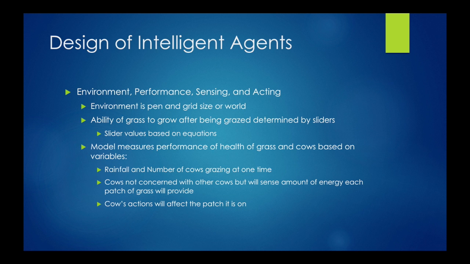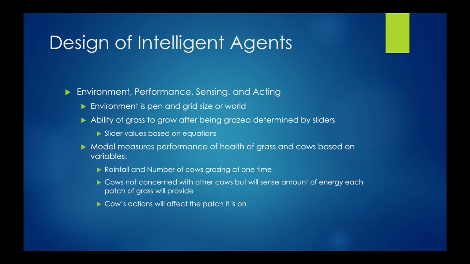Just a few examples, a discussion on the design of our intelligent agents. They revolve around environment, performance, sensing, and acting. The environment in our model is the pen and grid size of the world. The ability of grass to grow after being grazed will be determined by sliders. The slider values are based on some of the equations we came up with from the other models and our research. The model measures the performance of health of grass and cows based on a few variables, which are, again, rainfall and the number of cows grazing at one time.